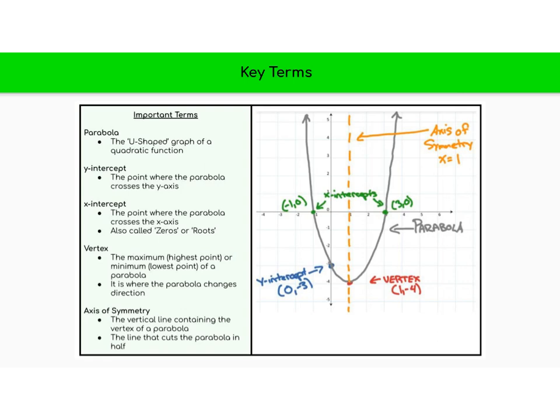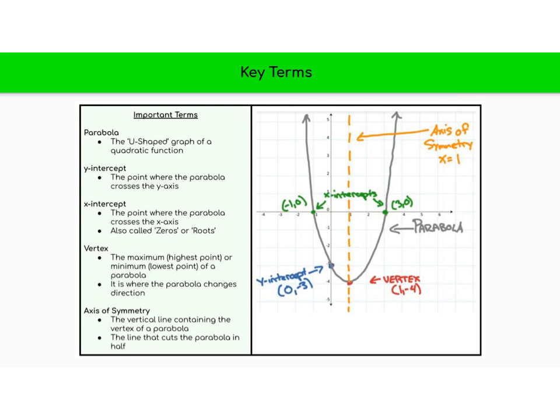So some important terms. First, in gray, is the parabola, the U-shaped graph of a quadratic function. Next is the y-intercept, right here in blue. This is the point where the parabola crosses the y-axis. Next, we have our two x-intercepts. This is the point where the parabola crosses the x-axis. These are also called zeros or roots.